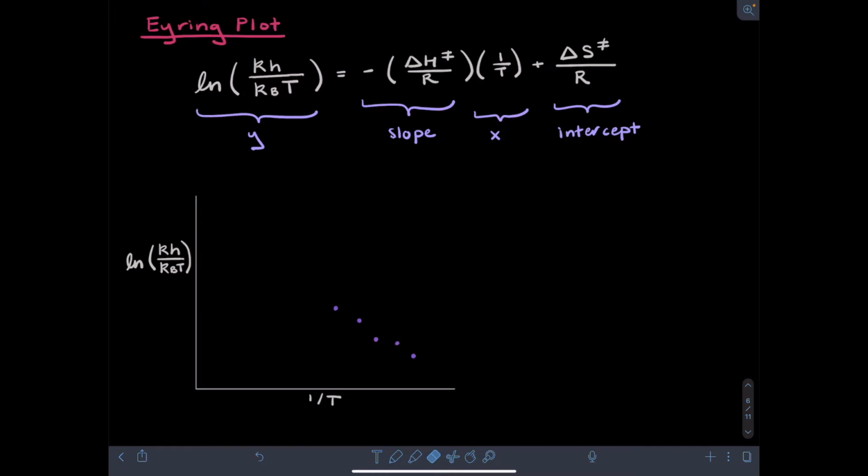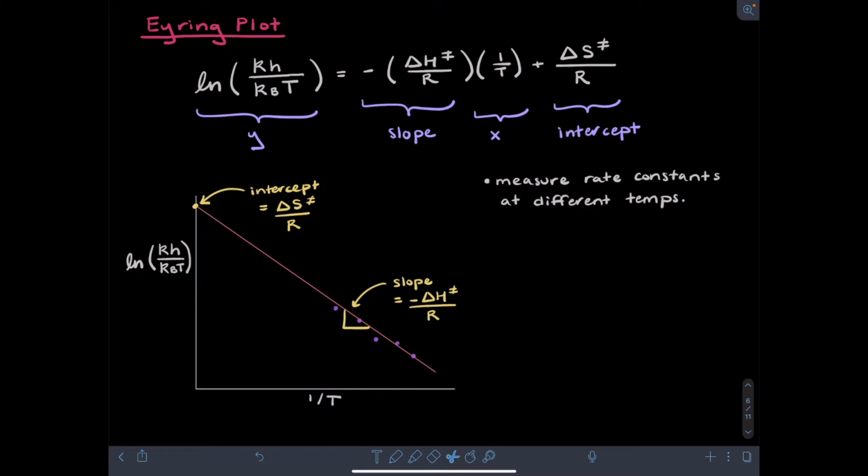What we would do is measure rate constants in the lab at different temperatures. Then we would convert into these x and y axes and plot the data. We would then fit this data to a line. The slope of the line is equal to negative delta H double dagger divided by R. And then the intercept is equal to delta S double dagger divided by R.